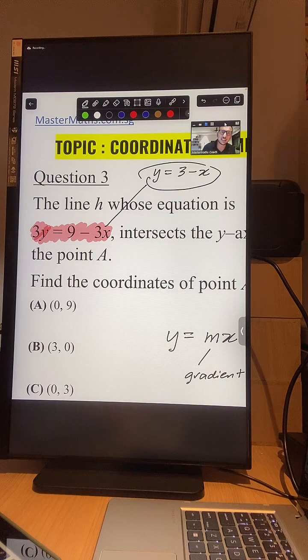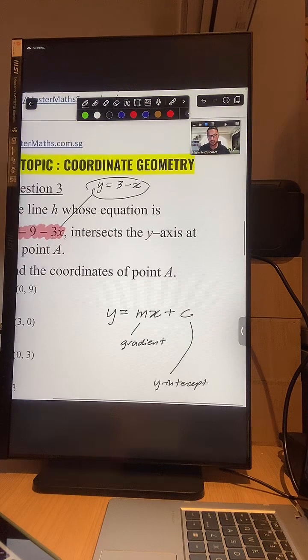So y equals 3 minus x. Why y equals 3 minus x? Because I have divided left and right by the number 3. 3y divided by 3 gives y, and 9 minus 3x divided by 3 gives 3 minus x. So this is the equation that I have. I know from experience that this is a straight line graph because it is in the format y equals mx plus c.